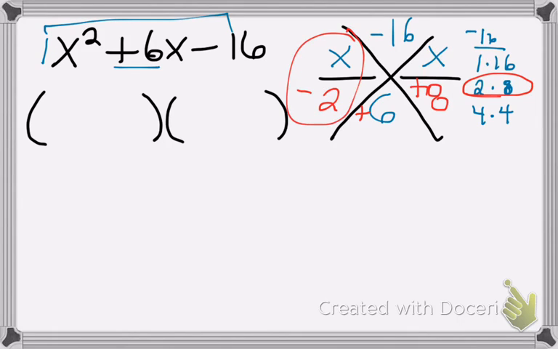And then this just becomes our factors. So I have x. Now since it's negative 2, I put minus 2. And then x plus 8, since it's positive 8. So negative 2, positive 8. And that's it. That's how you factor a trinomial.